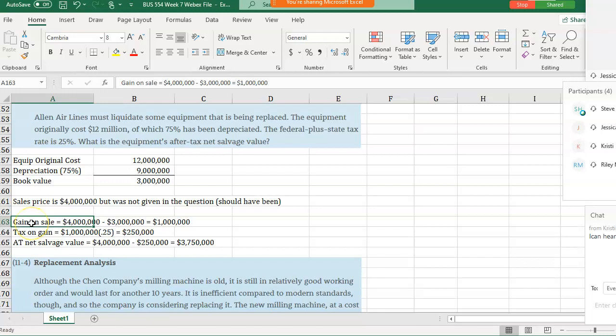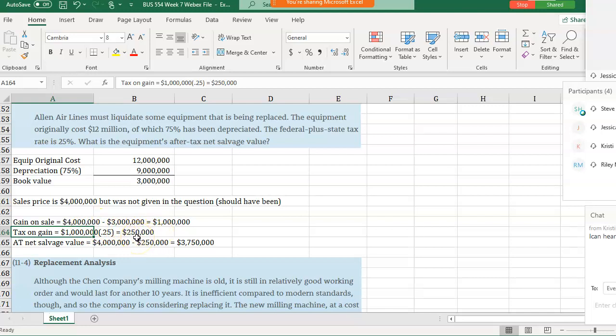Okay, so the gain on sale is the sales price minus the book value. That's $1 million. If you know a little bit about the tax code, when a business has a capital gain, it has to pay a tax on that. We mentioned that the federal plus state tax is 25%. So this company will have a $1 million gain on this disposal, and they have to pay a 25% tax on that. The gain is $1 million, so the tax is $250.